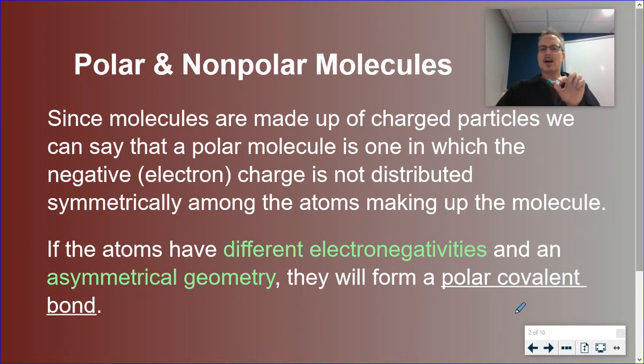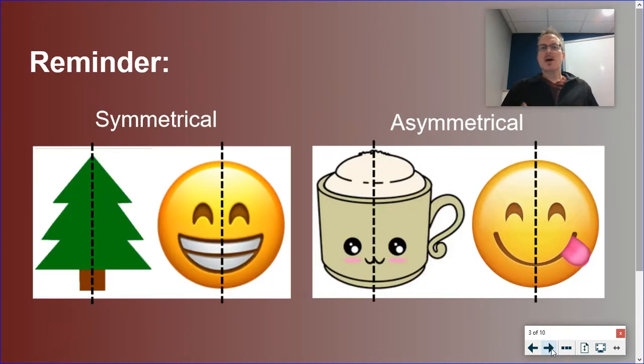The only way we can talk about an asymmetrical geometry is if we know what symmetry means. So I want to do a quick review. On this, we have a happy face and a Christmas tree. Both of these would be considered symmetrical because it's a mirror image left to right. Asymmetrical would be my coffee mug or this smiley emoji with the tongue sticking out, meaning it's not the same left to right. There's no symmetry in this picture. That's what we're going for when we talk about polar molecules. We want asymmetry, not the same side to side.